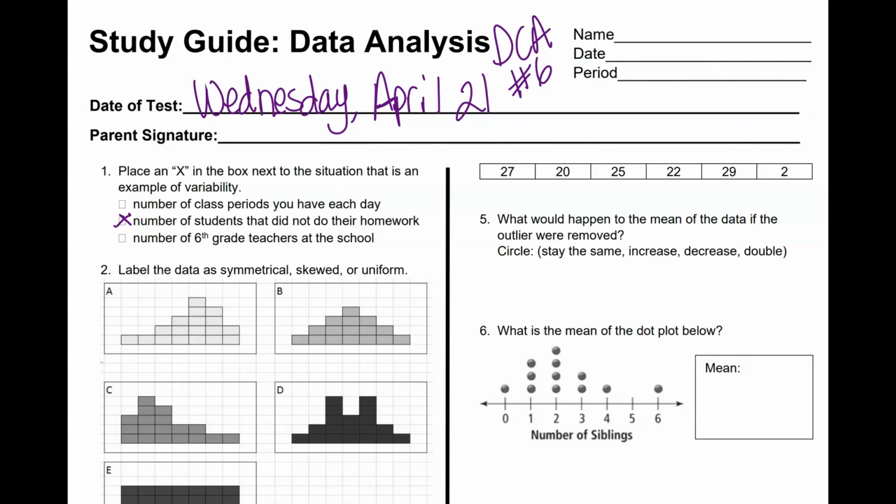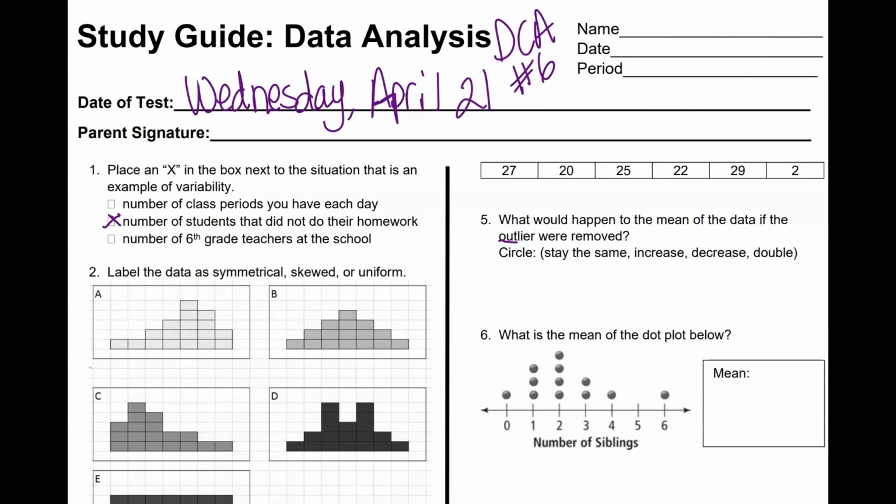Okay, so you can think of this a couple of different ways. You can actually calculate the mean. You're going to add all of your numbers together and then divide by how many numbers you added, which would be 1, 2, 3, 4, 5, 6. Then take out the outlier. So the outlier in this situation would be the 2. You could take that out and then calculate the mean again and see what is going to happen. Is it going to stay the same? Is it going to increase? Is it going to decrease? Or is it going to double?